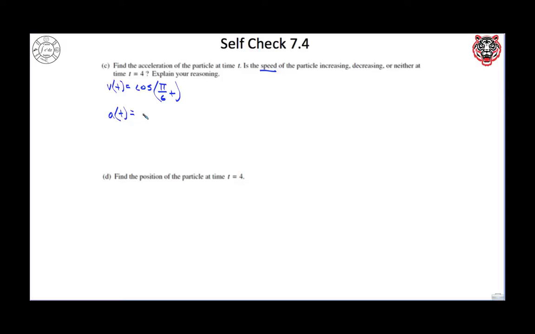So that means acceleration a(t) is going to be, this is just chain rule. This is just doing d-inner and d-outer. So d-outer, then d-inner. So d-outer is going to be what? Negative sine of pi over 6 t, and then d-inner, or pi over 6. That's 1 point right there. 1 point if you're able to get that function.